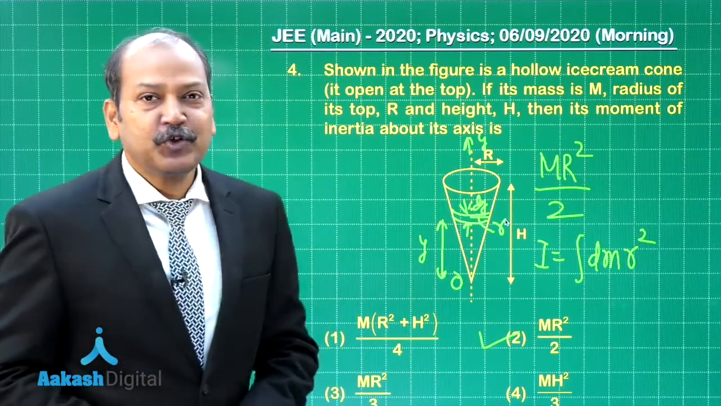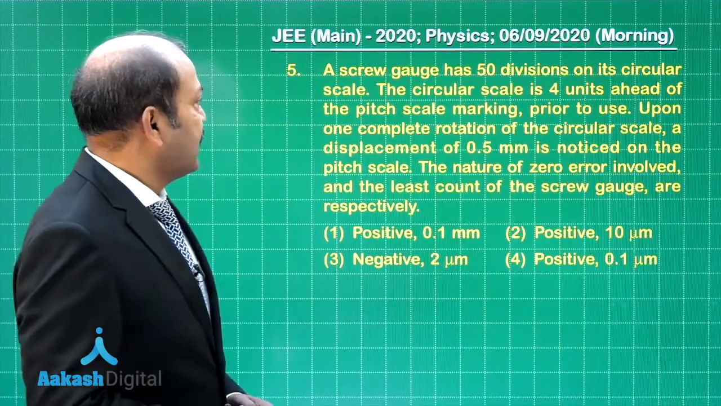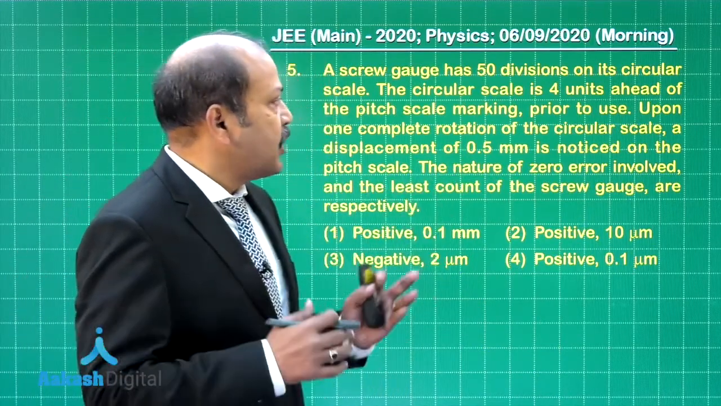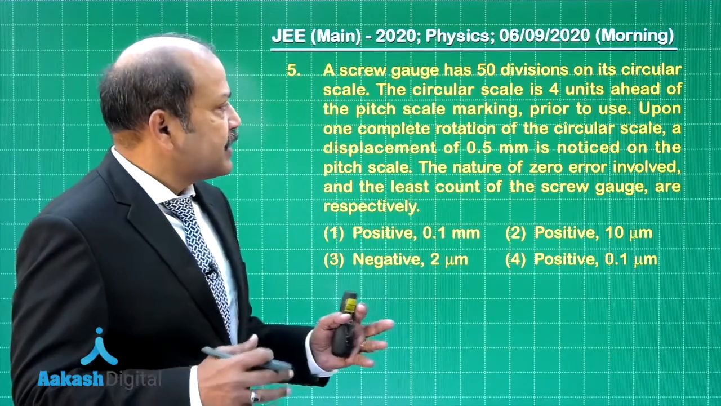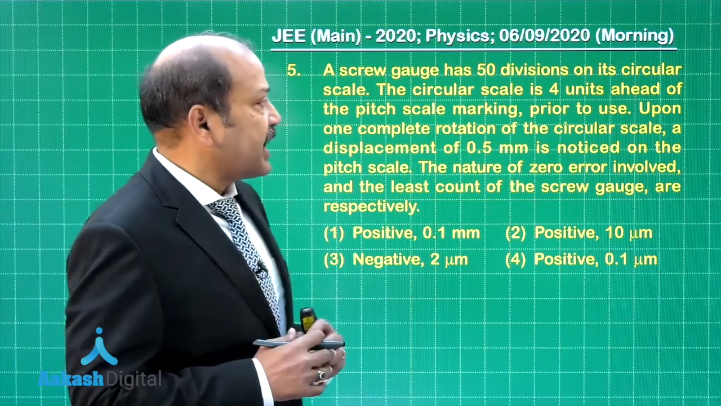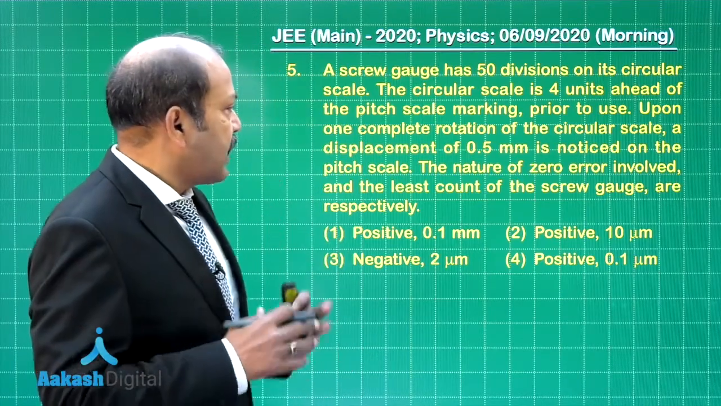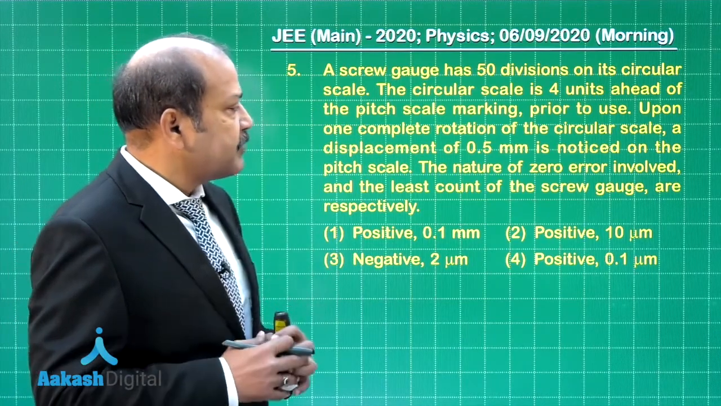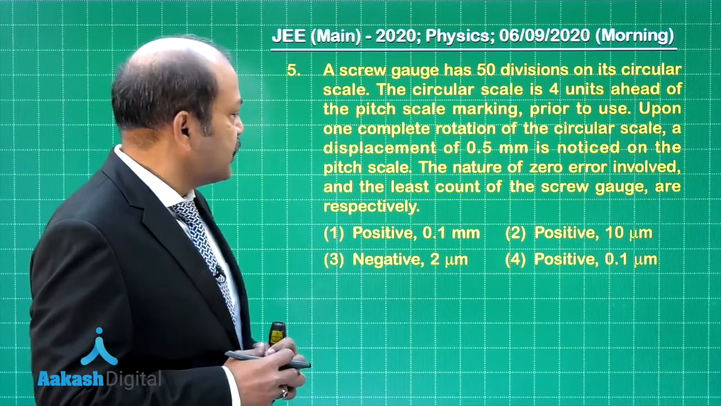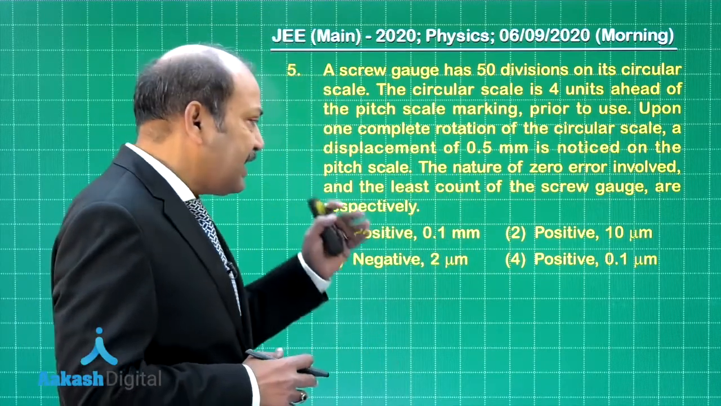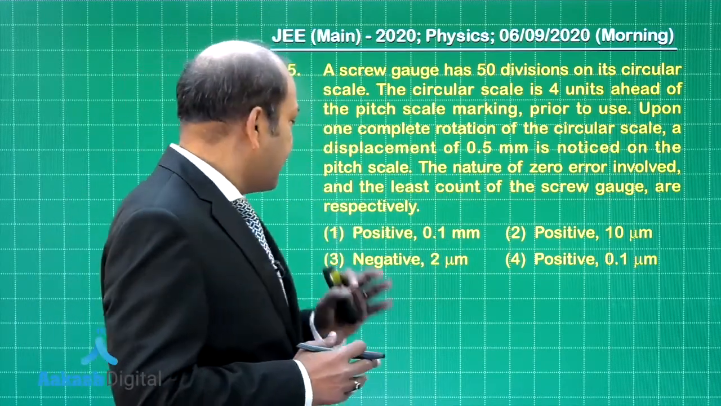Let us now move on to question number 5. Question 5 says a screw gauge has 50 divisions on its circular scale. The circular scale is 4 units ahead of the pitch scale marking prior to use. Upon one complete rotation of the circular scale, a displacement of 0.5 millimeter is noticed on pitch scale. The nature of zero error involved and the least count of the screw gauge are respectively.